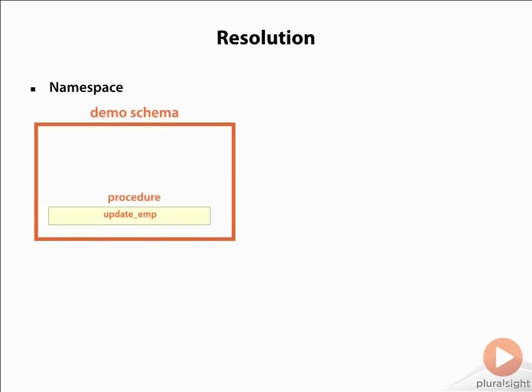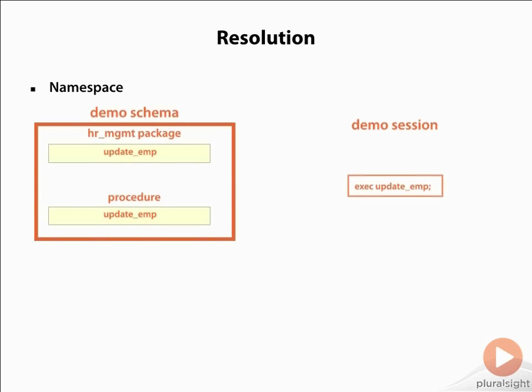For instance, consider that we have the procedure update_emp in our schema demo. Say we have a procedure by the same name in a package HR_management. When logged in a session as a demo user, when you issue exec update_emp, it will resolve it to the standalone procedure update_emp. If you want to access the packaged procedure, then you have to fully qualify it as exec HR_management.update_emp for it to be resolved to the packaged procedure. HR_management acts as a namespace for this procedure.